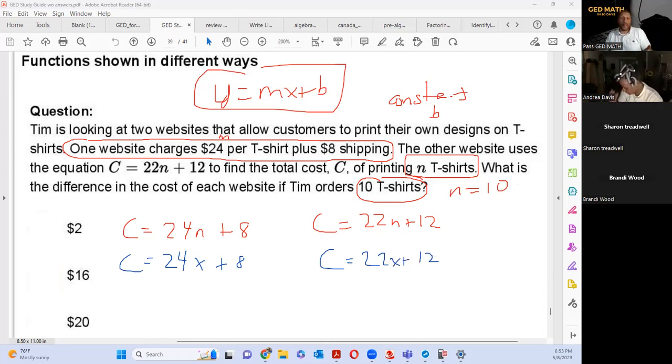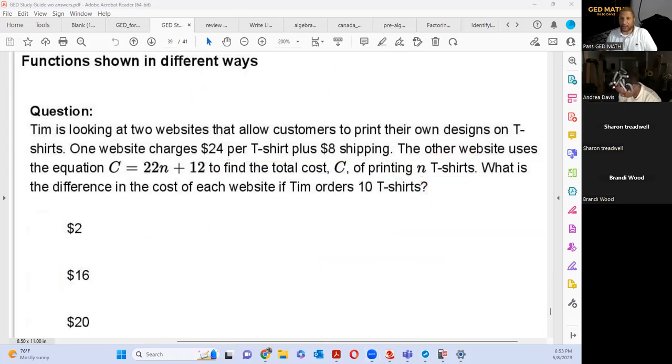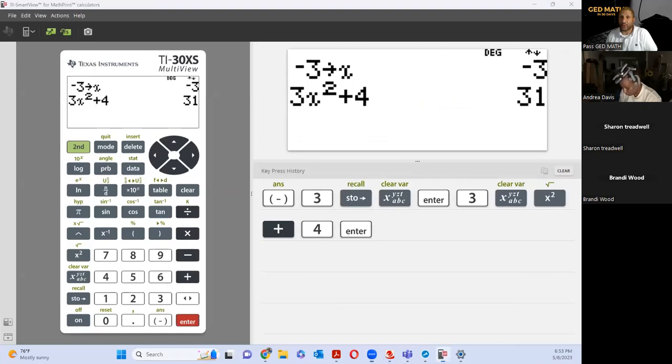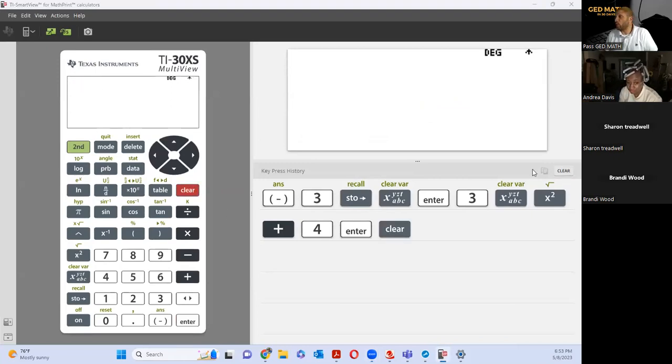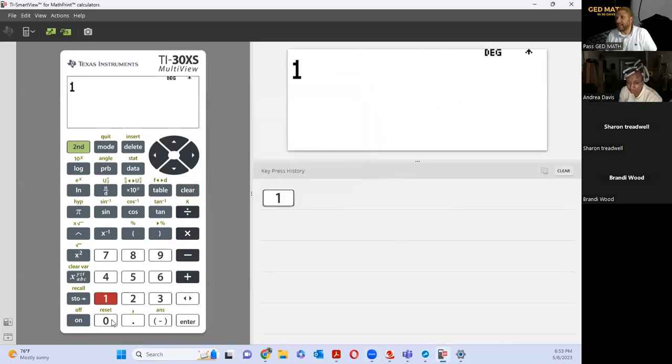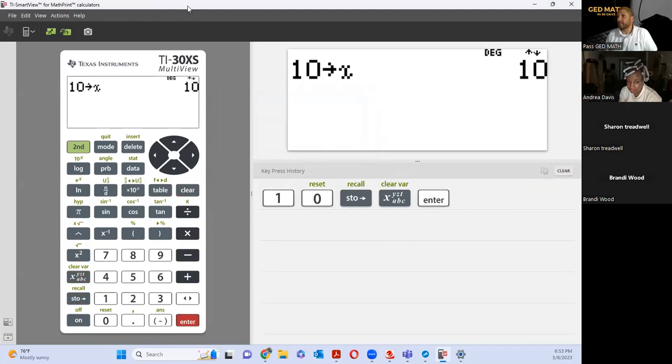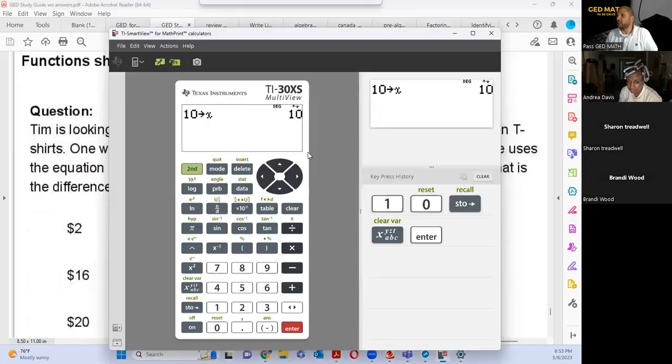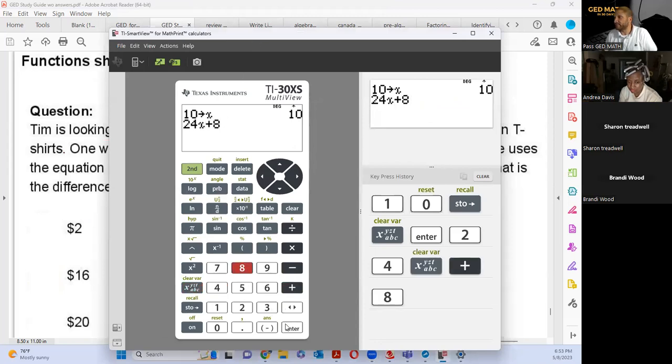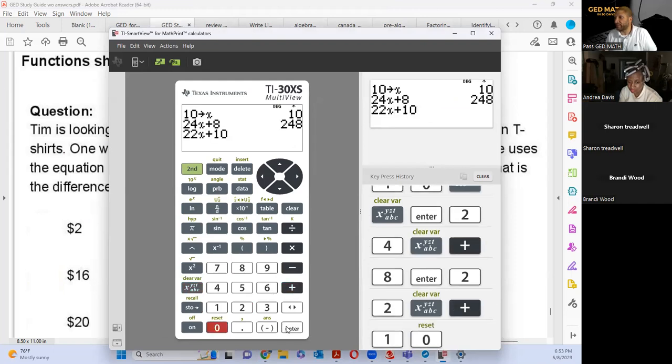So now when I grab my calculator, let me clear the screen first so I can put my calculator on the screen. Watch what I do. It's going to be simple. 10 store x. Then my first equation was 24x plus 8. My second equation was 22x plus 10.